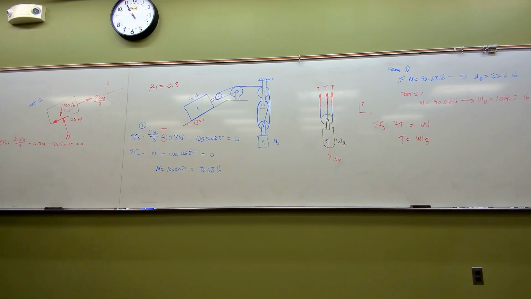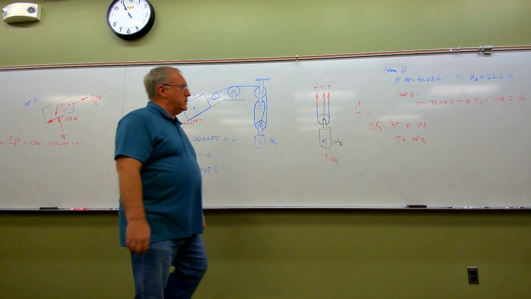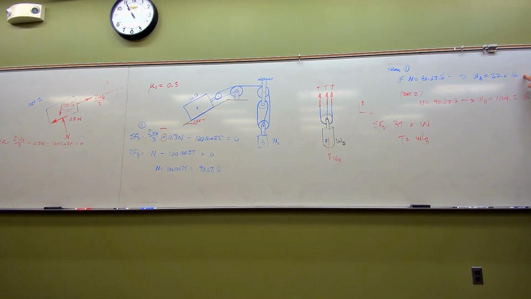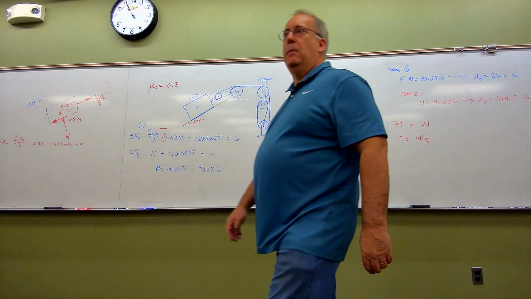Problem is solved. Based on what we just determined here, folks, we found that we need at least 22.6 pounds to keep the block from sliding downhill, but if we exceed 104.2, it's going to be pulled up the hill. Our range is 22 to about 104 pounds. Problem solved.